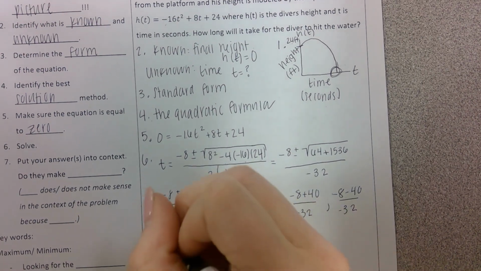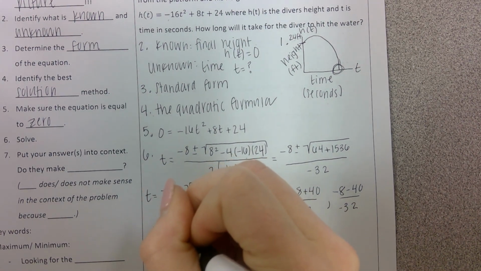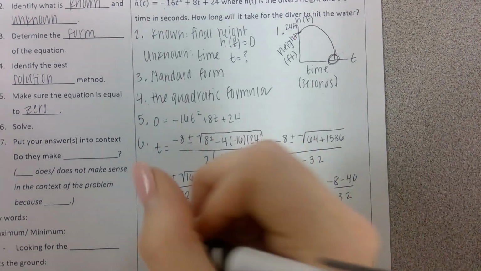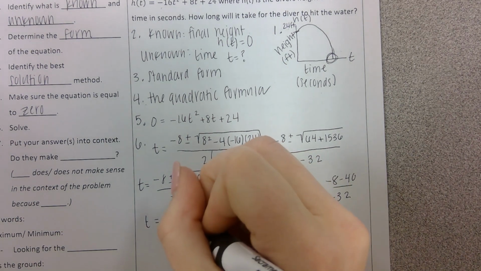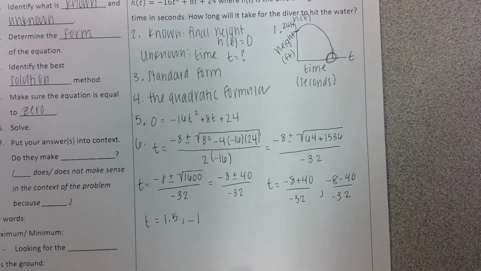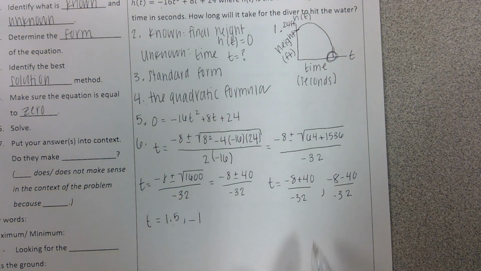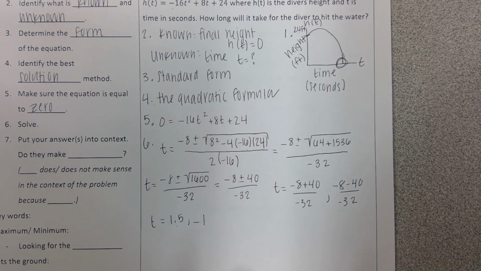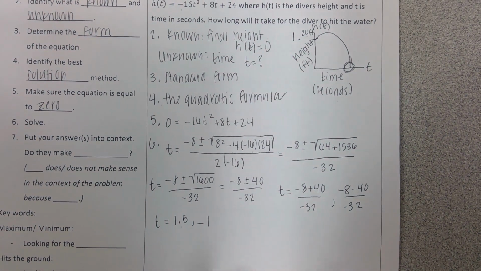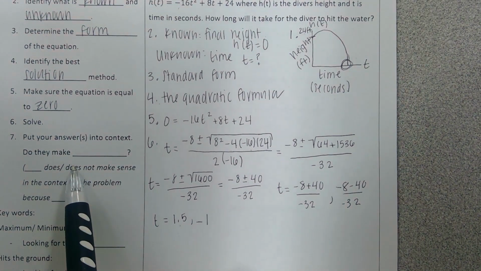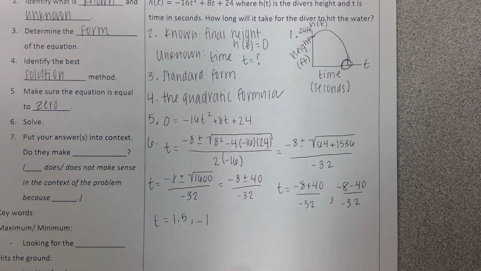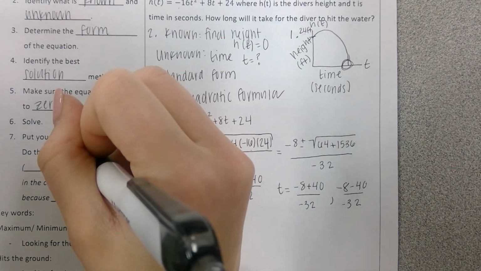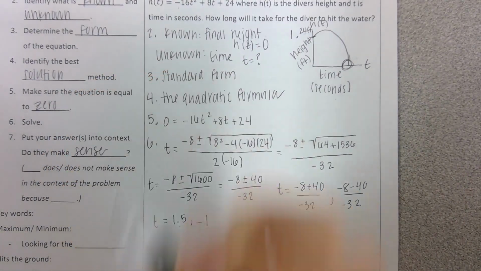So I can go ahead and simplify them out a little bit more. I'm going to get t is equal to 1.5 and t is also equal to negative 1. So I found my values of t, 1.5 and negative 1. We're going to come over here. We just finished step 6. We're going to do step 7. We're going to put our answers back into the context of the problem and ask ourselves the question, do they make sense? Are they reasonable?